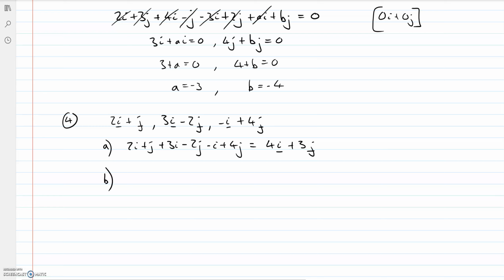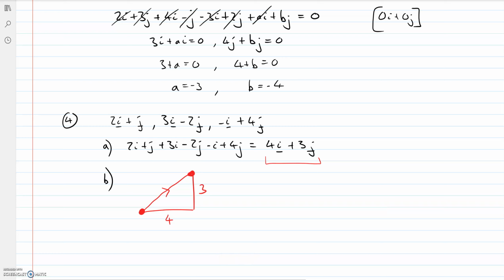Part B. Work out the magnitude and bearing of the resultant force. So if we think about this particular combination of vectors, 4i plus 3j, that means our particle is starting here. It's being acted on by a horizontal force of 4 and a vertical force of 3. So it's kind of going off in this direction, because that's the resultant force that's acting on it.